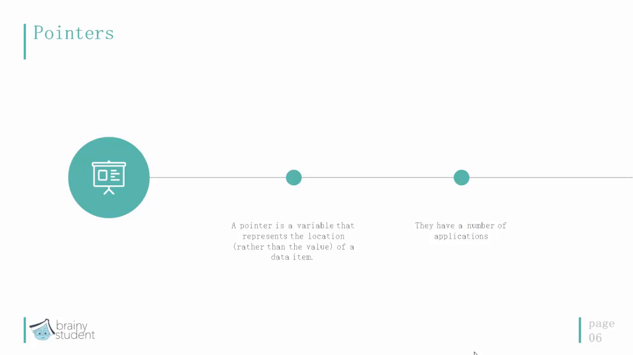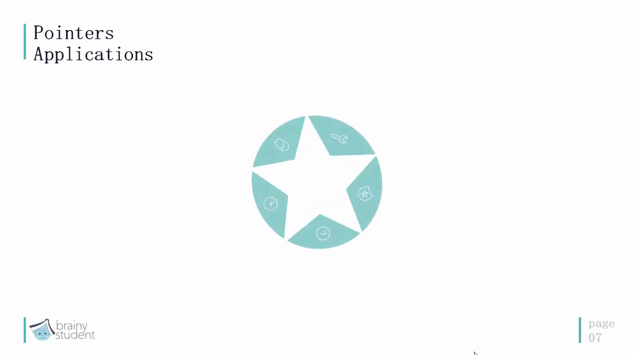Let's start with pointers. A pointer is a variable that represents the location rather than the value of a data item. We know that a pointer is a variable that holds the address of another variable. Location is nothing but the address of another variable. So whenever we need to refer to the address instead of the value, we use a pointer. Fine.